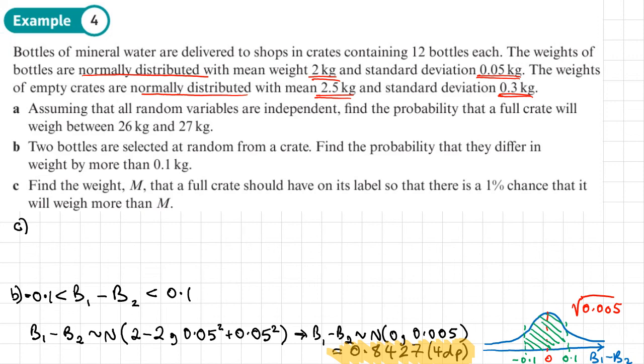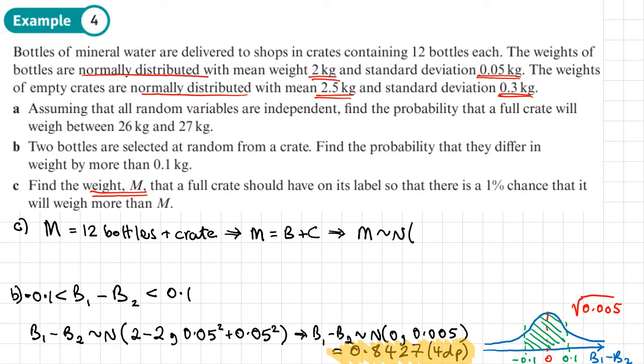Okay, so first thing is that this weight M is a full crate. So M is our 12 bottles plus the crate. And I think I said before that I was using B to stand for these 12 bottles and C to stand for the crate. So that means that M is normally distributed with the values that we had for the mean and the variance before.